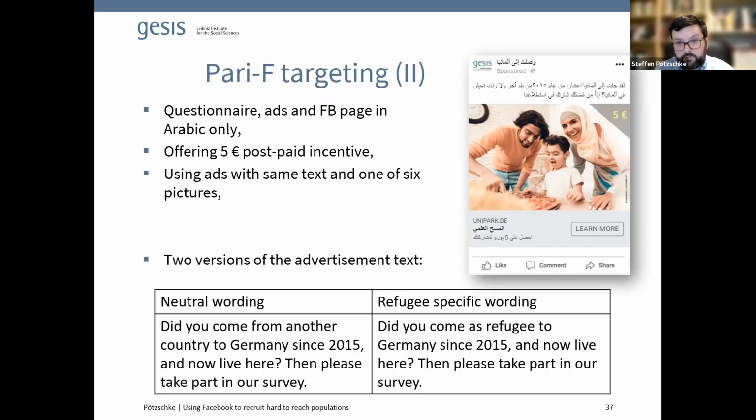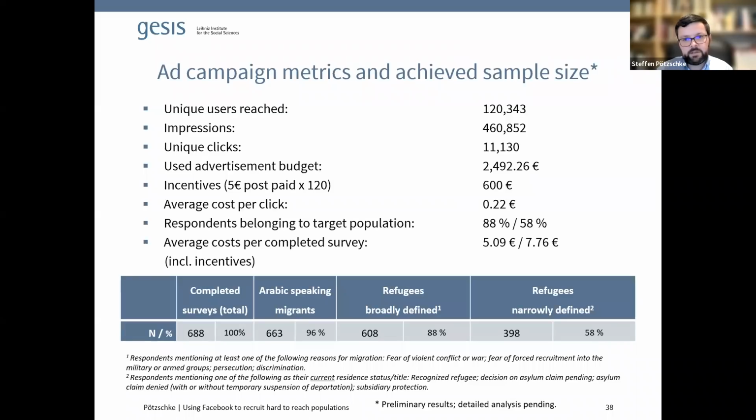With this, we wanted to see, on the one hand, whether both text versions obviously work, but also whether the more specific wording, which could be seen as sensitive in some contexts, would actually have disadvantages in terms of sampling.